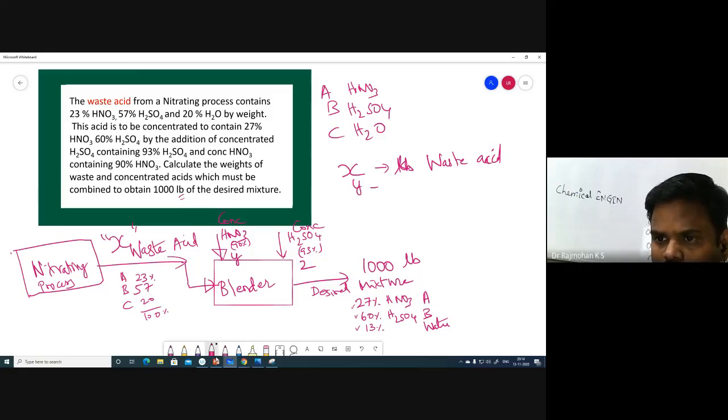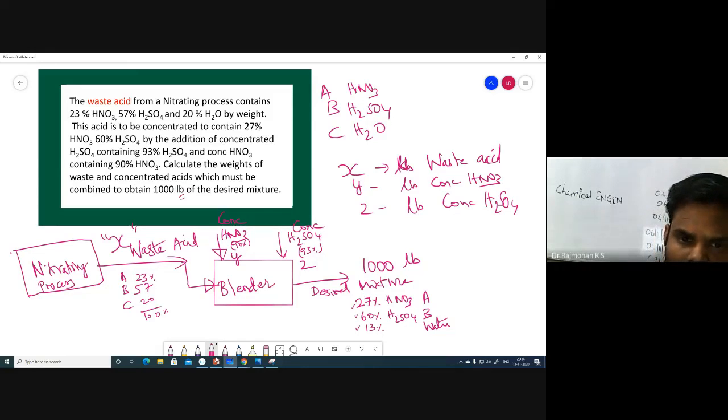Let Y be the pounds of concentrated HNO3, let Z be the pounds of concentrated sulfuric acid. So we have to find out these values, right? Calculate the weights of the waste and concentrated acids which must be combined to give the product. So we have to find out what is X.